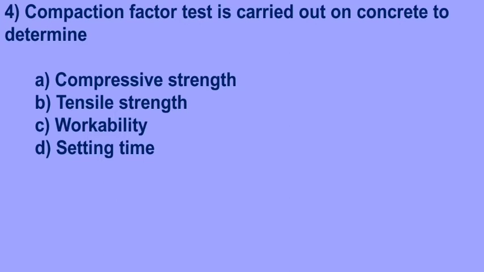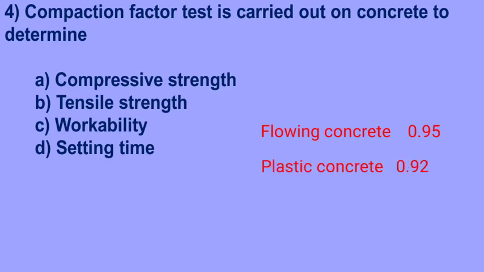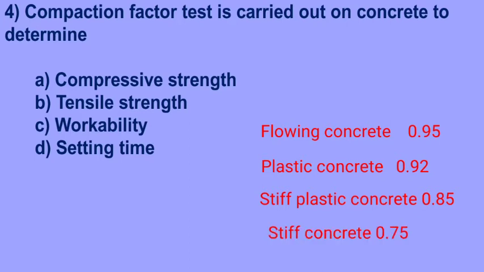Workability. Workability is the amount of work to produce full compaction. The compaction factor test is carried out on concrete to determine workability. In the compaction factor test, the degree of workability of concrete is measured in terms of internal energy required to compact the concrete thoroughly. A compaction factor of 0.95 represents flowing concrete having high workability. 0.92 represents plastic concrete having medium workability. 0.85 represents stiff plastic concrete having low workability, and a compaction factor of 0.75 represents stiff concrete having very low workability.